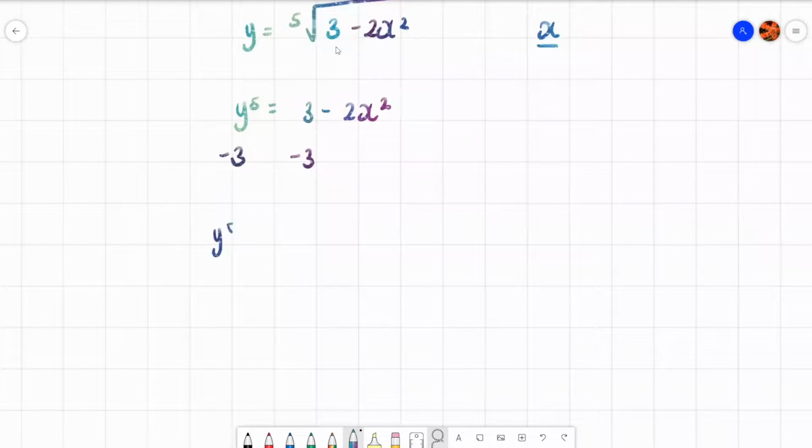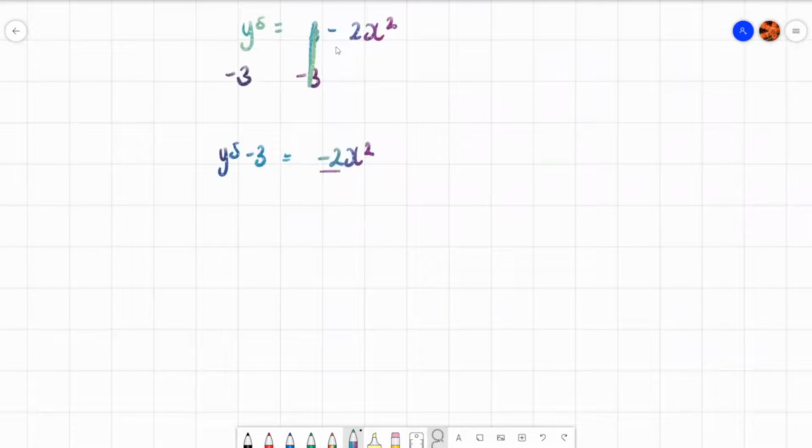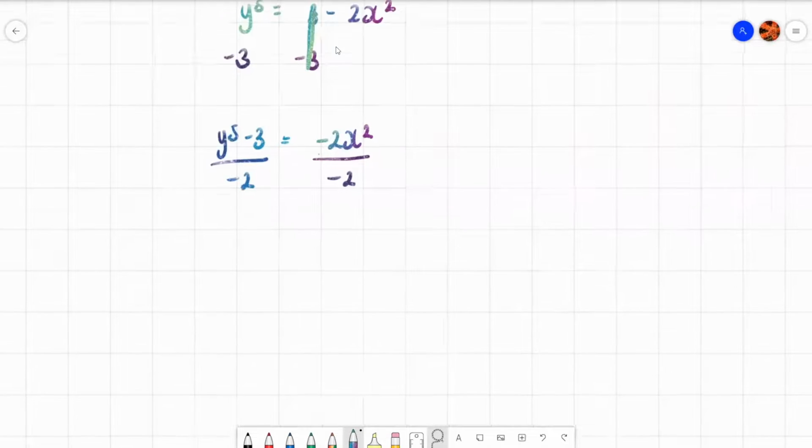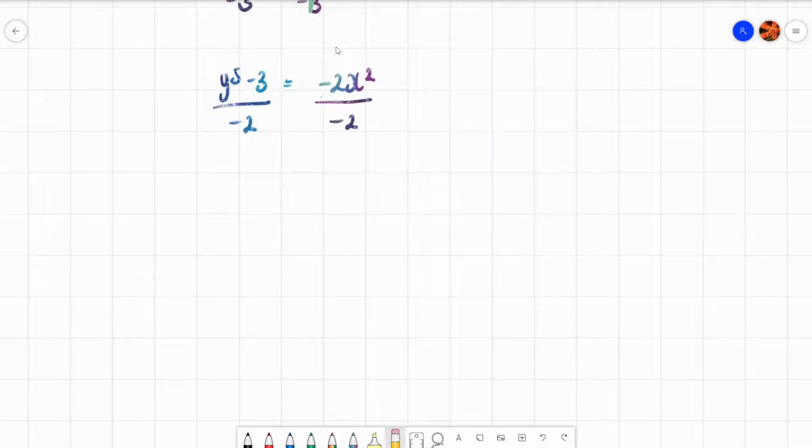I've got to subtract 3 on both sides. So I've got y to the power of 5 subtract 3, and 3 take 3 would go away, so I'm just left with minus 2x squared. Right, how do I get rid of the minus 2 from the x squared? Well, minus 2x squared means minus 2 times x squared, doesn't it? So how do I get rid of a times by minus 2? Well, I've got to divide by minus 2 on both sides. So here I'm left with y to the power of 5 minus 3, divided by minus 2, equals x squared.